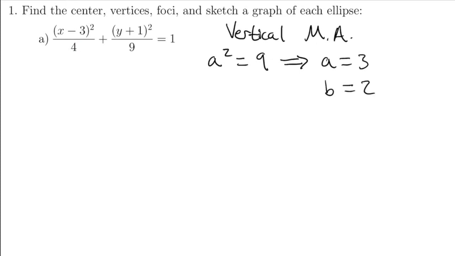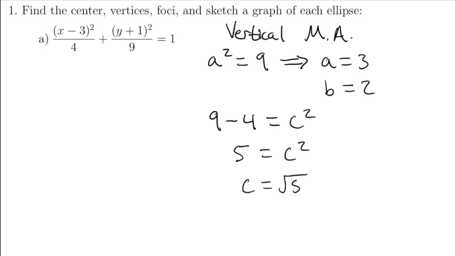I just figured I'd write out the first one since this is our first example. And now we can use that equation that relates a, b, and c. We know that a squared, which is 9, minus b squared, which is 4, equals c squared. And we're trying to solve for c. So we can just simplify the left-hand side, then square root both sides, and we get c equals the square root of 5. Okay, so let's see if we can make some room, clean this up a little bit.